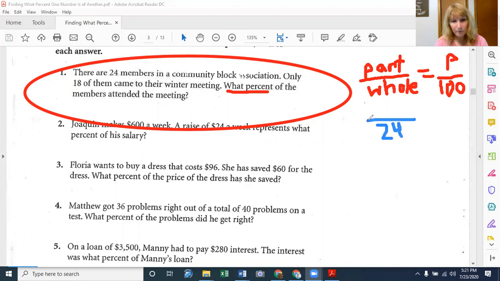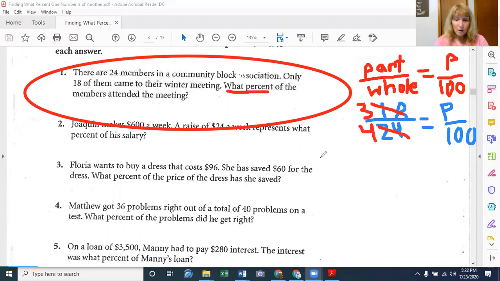What is our part? 18, right? 18 is the other number in the problem. And then equals P over 100. I'm going to use the shortcut method and reduce 18 24ths. I believe 6 will go into both. If I put 6 into 18, I get 3. If I put 6 into 24, I get 4.